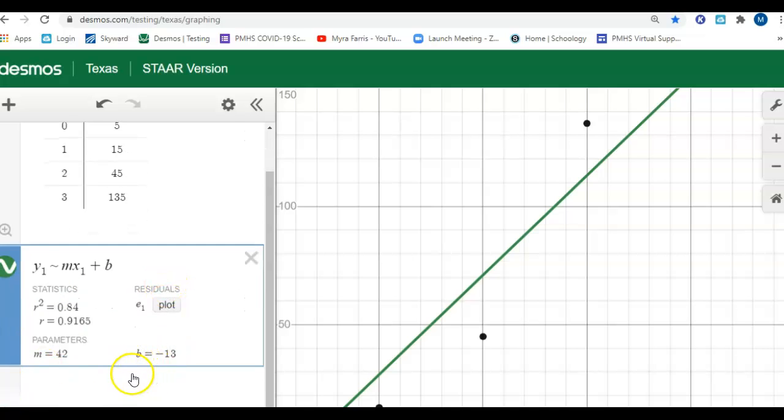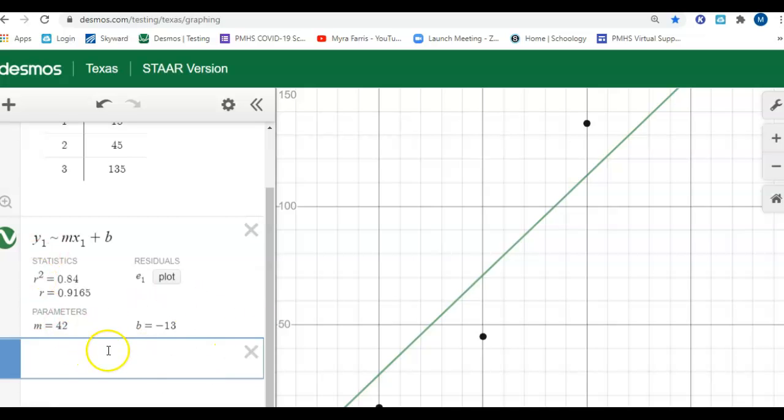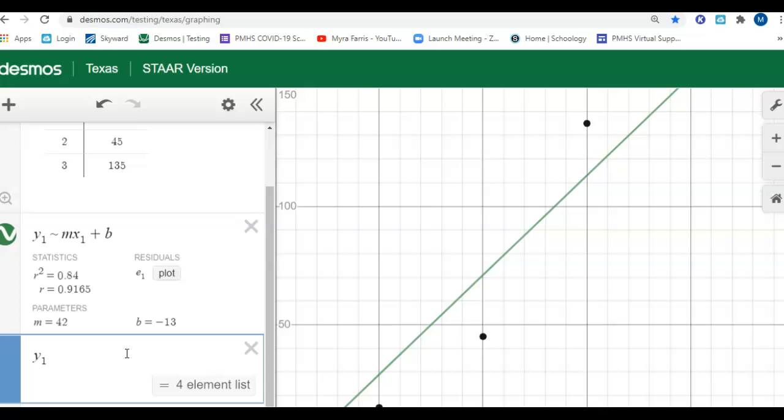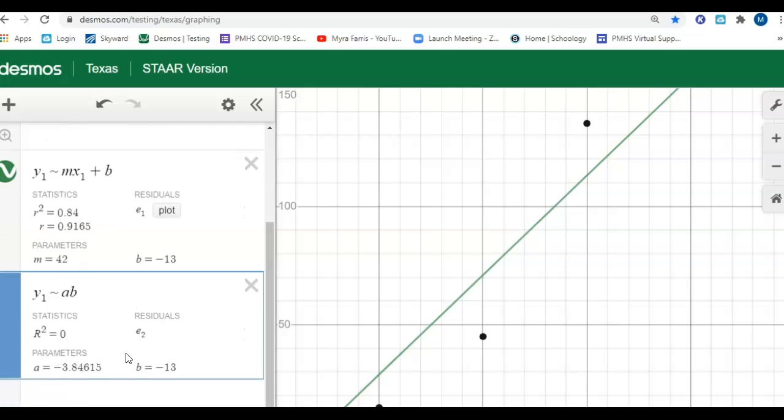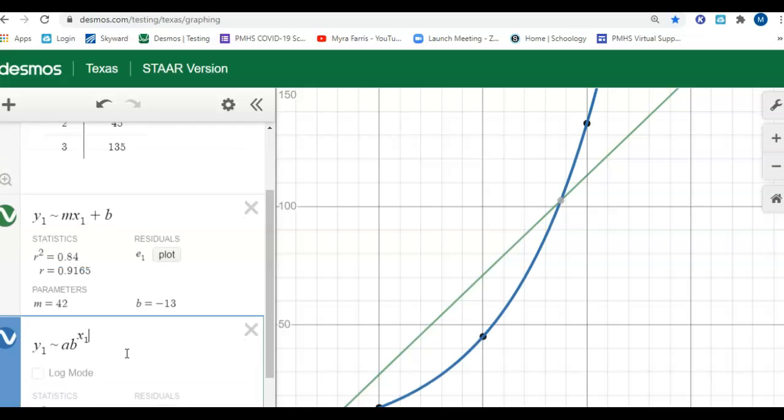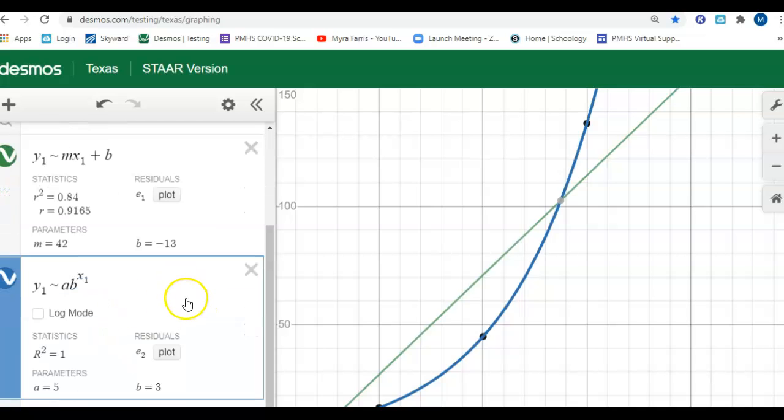Then I'm going to the next Desmos line, and I'm going to type the exponential equation. y1, shift squiggle, a b raised to the x1. Both of them gave me an equation because that's what the computer does.